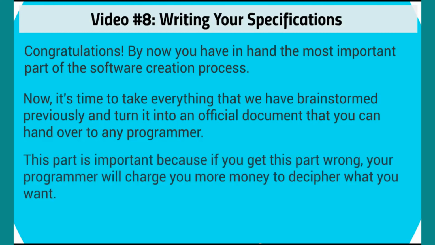Now this is a very, very important part, because if you get this part wrong, your programmer will charge you more money to decipher what you want. So what we talked about in the previous video about the telephone game, where if you tell somebody, they tell somebody, and they tell somebody. Even if it's three people, by the time it gets to the third person, it's totally different. So that's why you want to make sure that you have something in a written document, which essentially is your contract between you and the programmer.